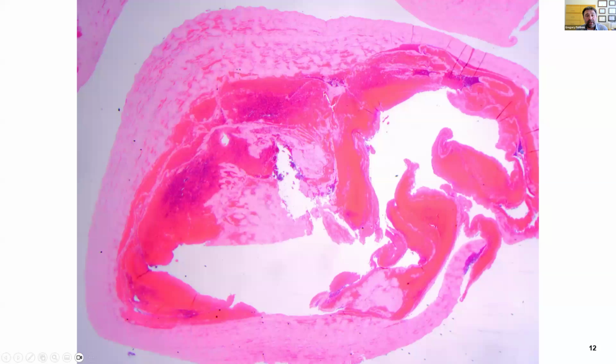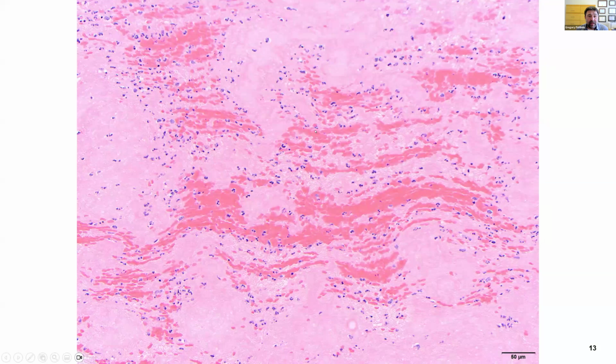This is a microscopic image showing you that you have these lines of Zahn and just kind of red cells and the fibrin, and then you can tell here that you really don't have much karyorrhexis. You can see the neutrophils here are more or less intact. So this is a pretty fresh thrombus.